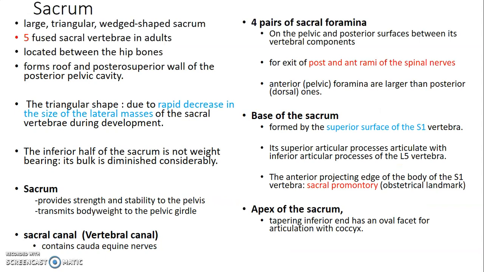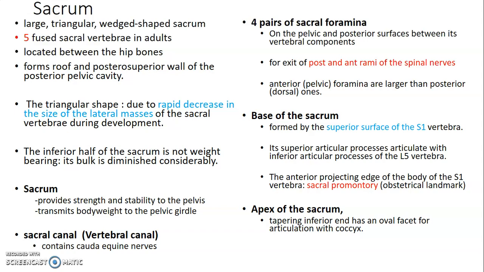Then we can discuss the sacrum. It's a large, triangular wedge-shaped bone where you have your 5 sacral vertebrae that have fused. This sacrum is connected to the hip bones at the sacroiliac joint, and it's triangular in shape due to the rapid decrease in the size of the lateral masses. So as you go downwards, the lateral masses decrease. The lateral mass of S1 is more than S2, which is more than S3. Therefore, this gives it a triangular shape.